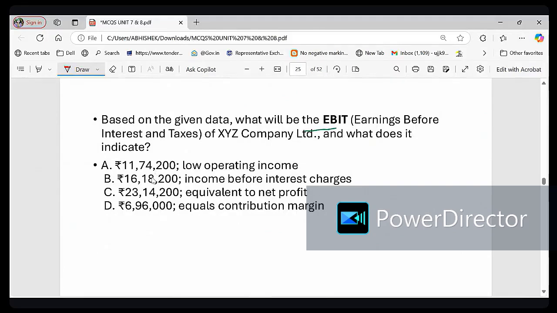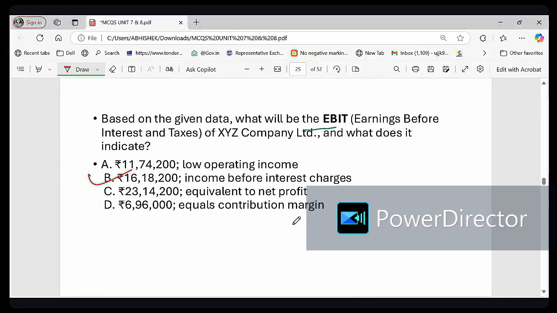And so I think I am getting 16,18,200, right? 16 lakh 18,200. Are you getting the same? Yes, very good. B is the correct answer. 16 lakh 18,200. That is how we get the answer.